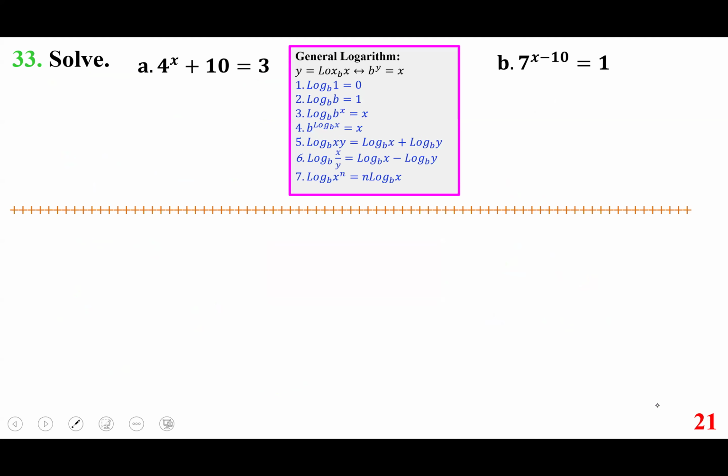Now we're going to continue with equations and solving, where this equation, 4 to the power of x plus 10 equals 3, is an exponential equation. We move the 10, that means we subtract from 3 and we get negative 7. And as you remember, for exponential functions the range is always from 0 to infinity. That means there is no solution here.